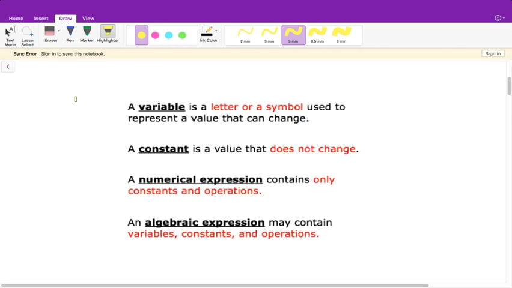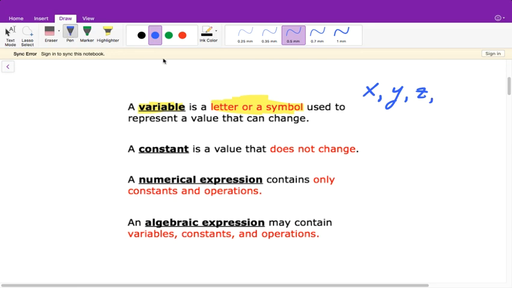The key terms that you will have to know, first, a variable. A variable is a letter or a symbol used to represent a value that can change. So your variables can change. You can have x, y, z. You can have any variable that you want to use. In most problems, though, you do have to go ahead and define what your variable is. But a variable is a letter or symbol that represents a value that can change.